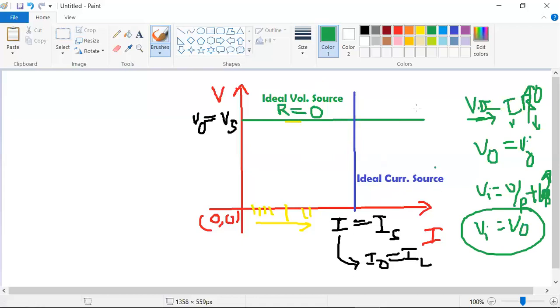So what about the ideal current source? In the ideal current source, resistance is infinite. Means there is a resistance value of infinity. Even though the voltage changes from 0 to infinity, my current will not be affected, right? So R is equal to infinity, then my input current will flow entirely through the load.